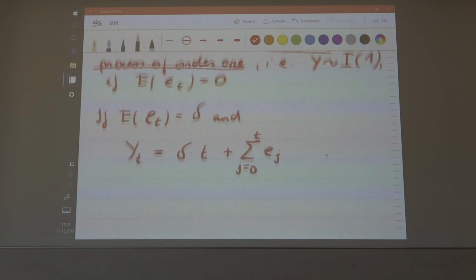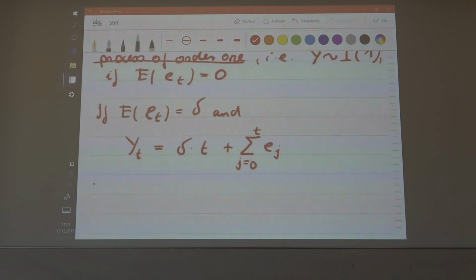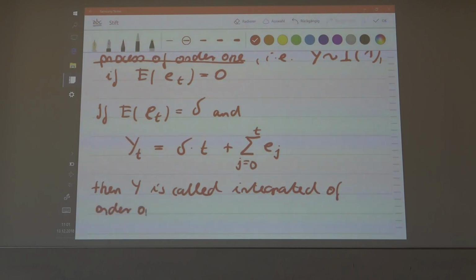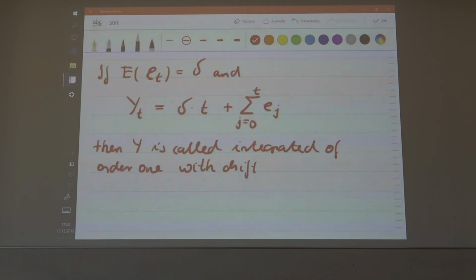Then y is called integrated of order 1 with drift. So basically the same thing. Let's just consider some examples.